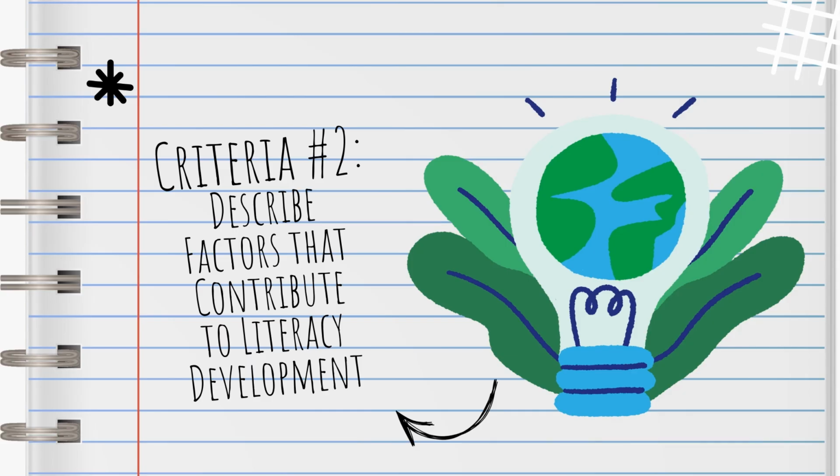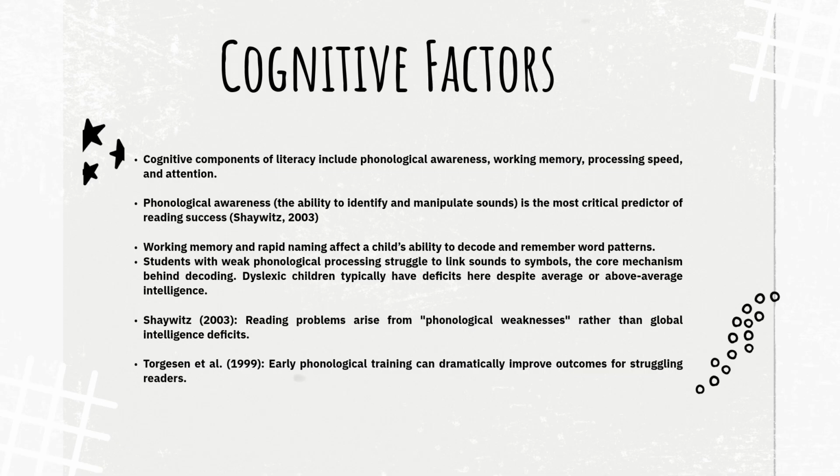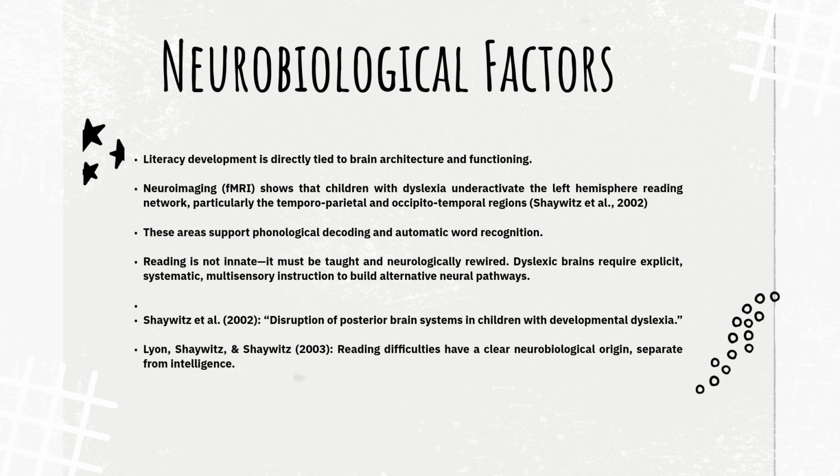Criteria number 2, describe factors that contribute to literacy development. Phonological, orthographic, semantic, syntactic, and discourse processing each play a role in how we read and learn. Semantics is about word meanings. Syntactic covers grammar and structure. Discourse ties everything together across sentences and paragraphs.